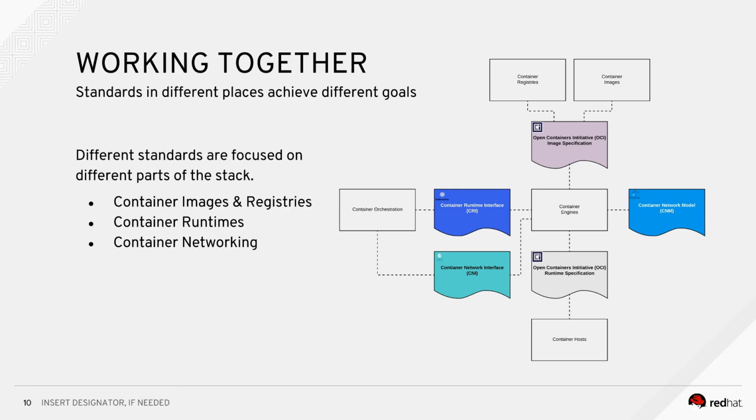And then we'll move to the colored boxes. So you'll see that each of these standards basically governs the interactions between some of these things. So the container image specification essentially governs how a container engine goes out and pulls down an image, and what that format looks like, what that data and metadata in that container image looks like.